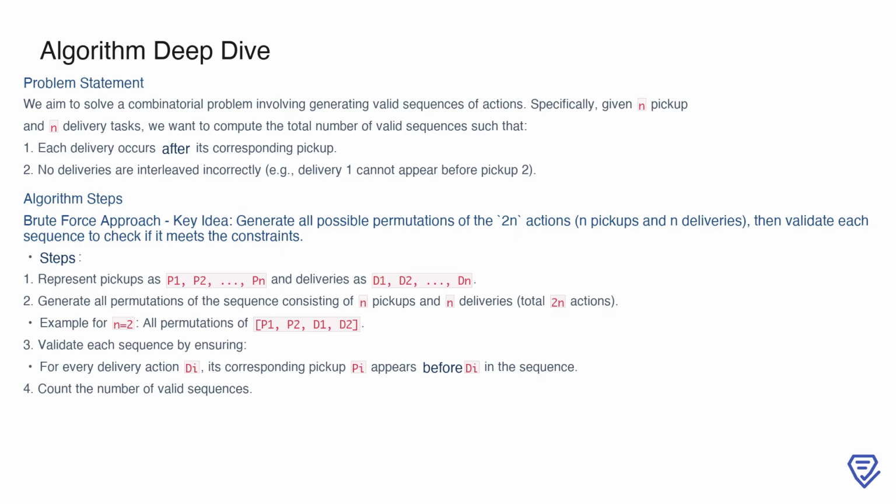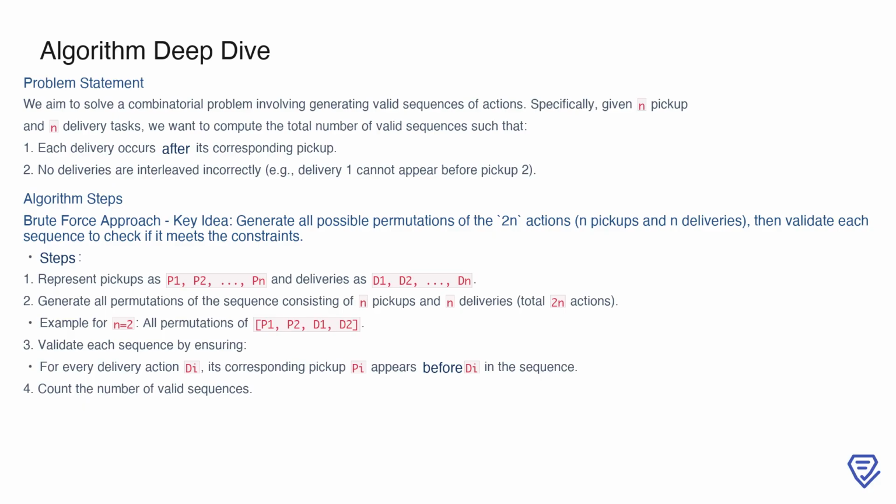This problem challenges us to count all valid sequences of pickup and delivery tasks, where we have n pickups and n deliveries to complete. The key constraints are that each delivery must occur after its corresponding pickup, and deliveries cannot be interleaved incorrectly. For instance, delivery D1 cannot come before pickup P1.